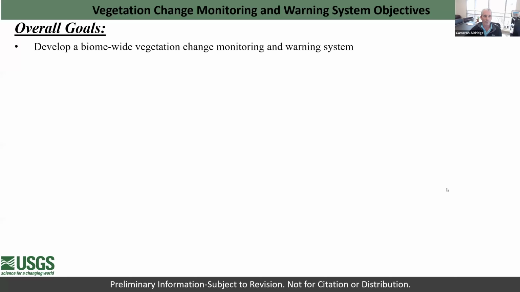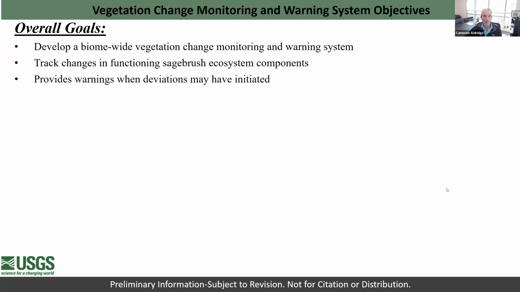So our goals are threefold, really. It's summed up broadly: we want to develop this biome-wide vegetation change monitoring and warning system, that will allow us to track changes in functioning sagebrush ecosystem components across the landscape. And hopefully we'll be able to provide warnings when deviations may have initiated for any given place across the landscape.